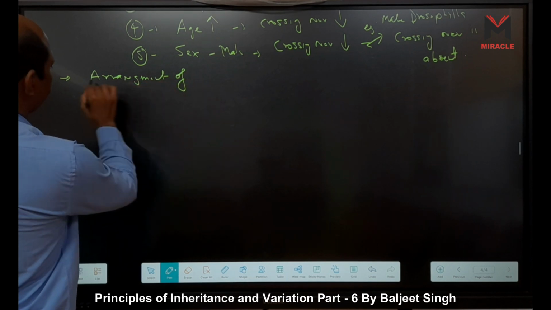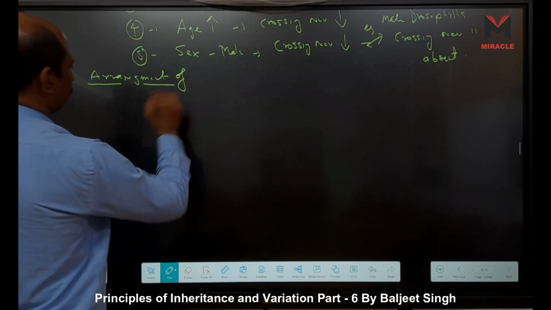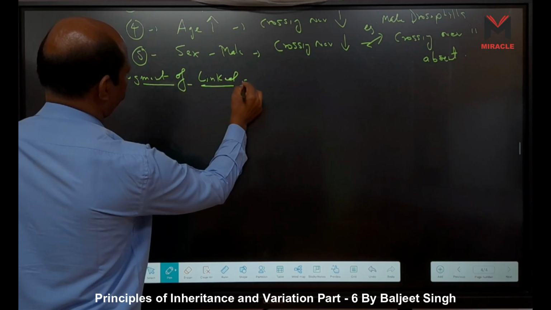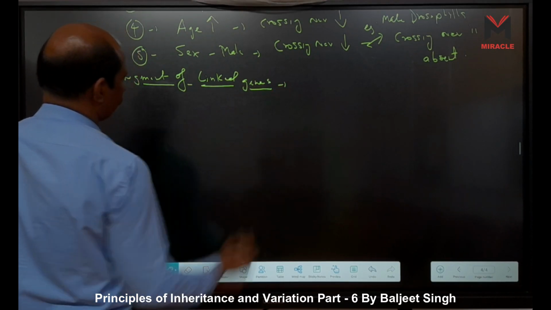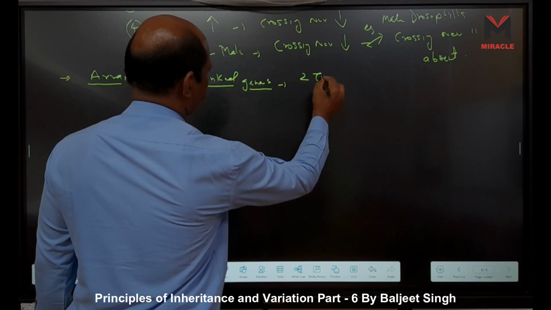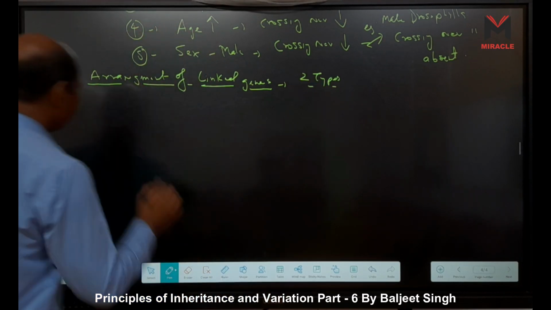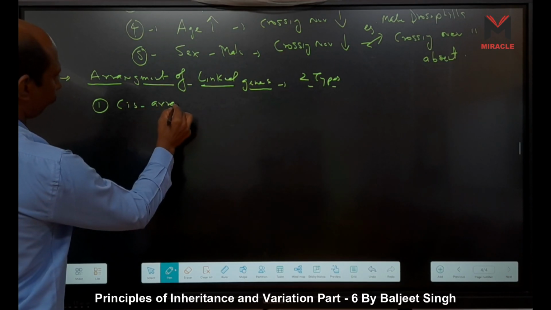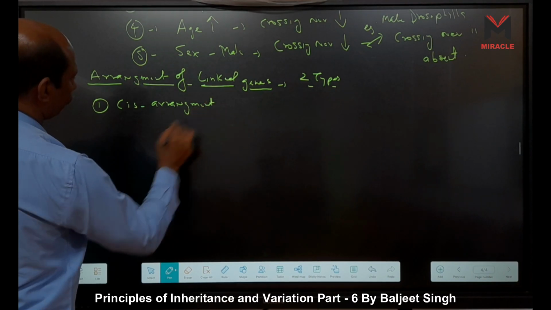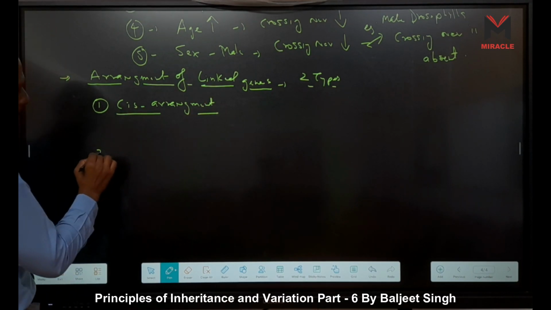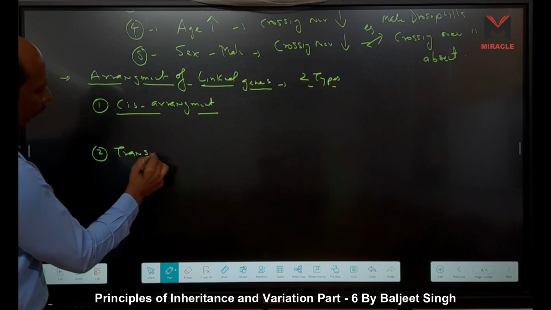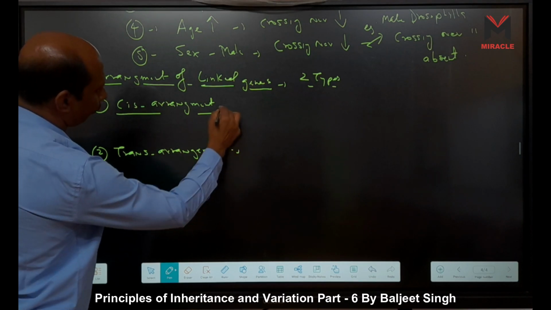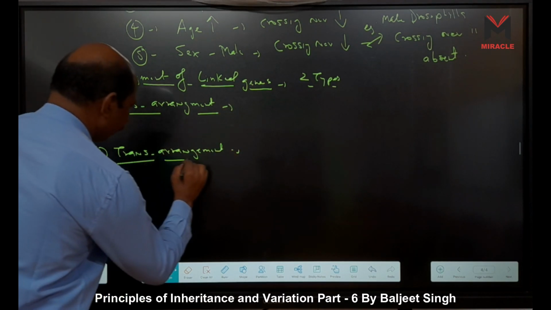Arrangement of genes, two types. Which two types? First one is called cis arrangement, and the second one is called trans arrangement, right? So cis and trans arrangement.